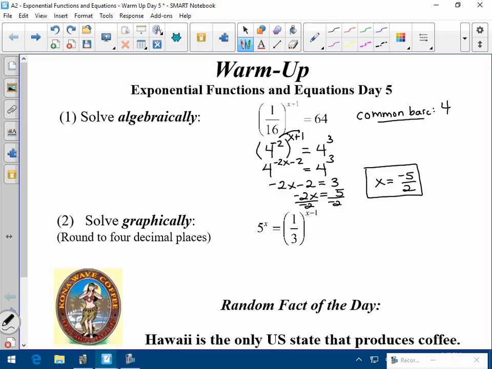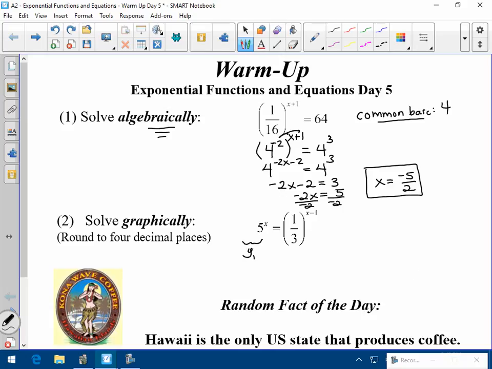Now I did that by hand because it said solve algebraically. The next one says solve graphically. And as of right now, the only way you know how to solve it is graphically. How come? Because you can't get common bases. There's no way to rewrite 5 and 1/3 using the same base like we did in the last one. So if I'm solving graphically, there's two options.